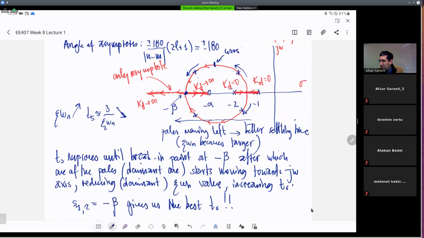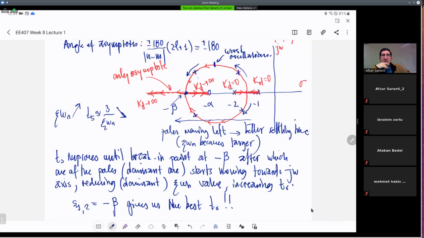Worst oscillations. If I keep increasing the gain, the oscillations will start decreasing this time. At minus beta, you will have no oscillations and the best settling time. Is that correct? If you keep increasing the gain, there will be no oscillations anymore, but the settling time will start becoming worse. So in fact, minus beta is the sweet spot. Minus beta is where you have no oscillations and the best possible settling time.